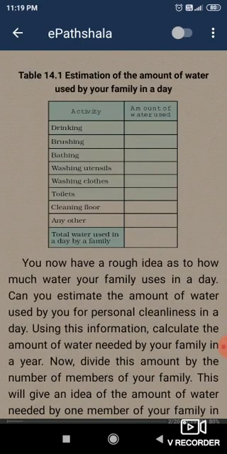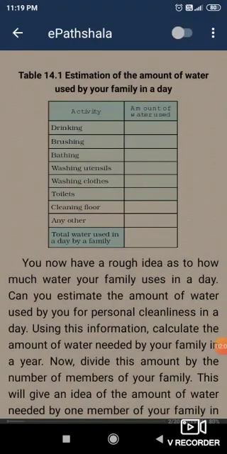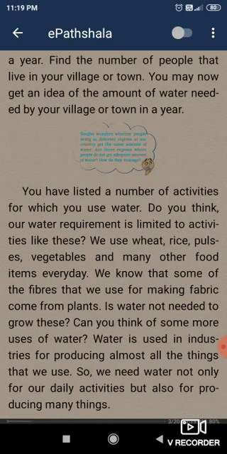So, children, you now have a rough idea as to how much water your family uses in a day. Can you estimate the amount of water used by you for personal cleanliness in a day? Using this information, calculate the amount of water needed by your family in a year. Now, divide this amount by the number of members of your family. This will give an idea of the amount of water needed by one member of your family in a year.